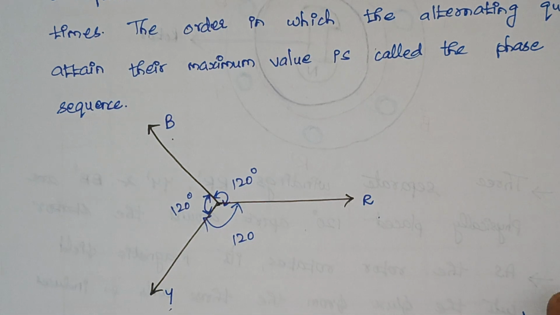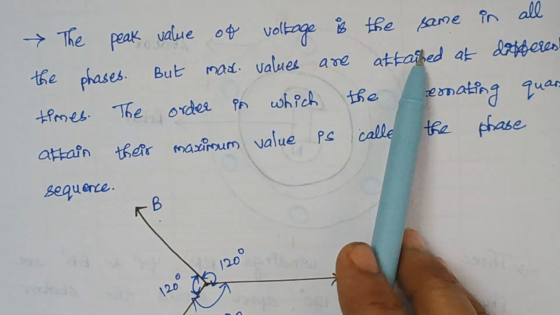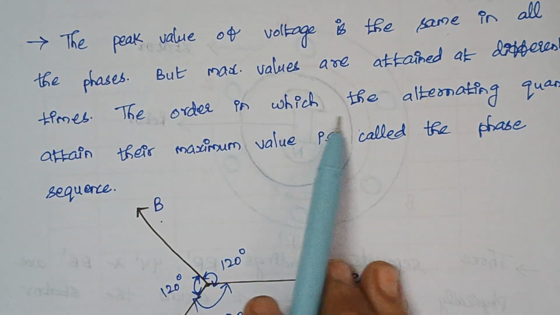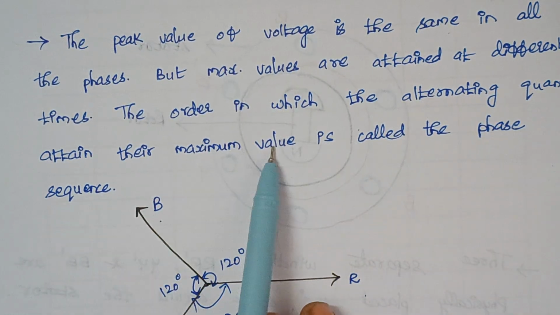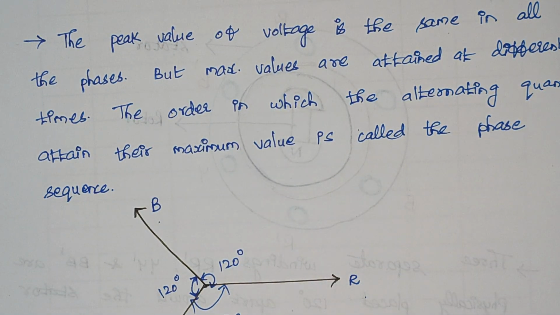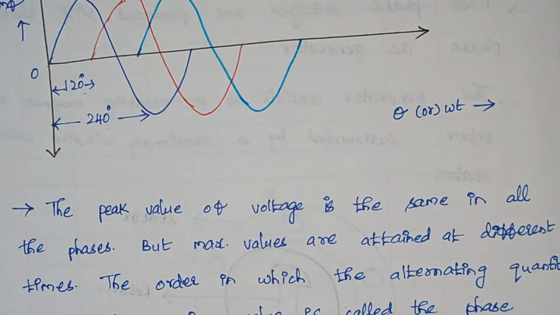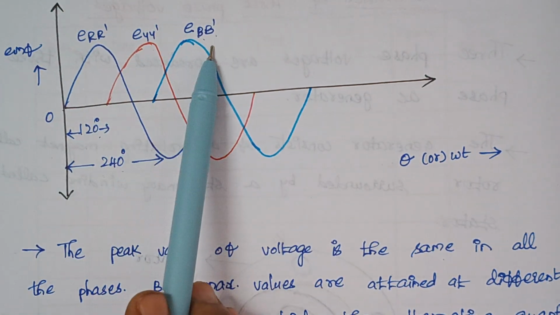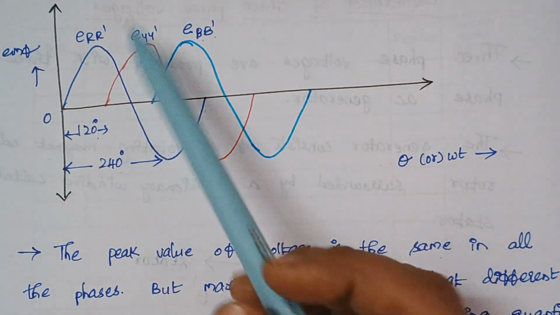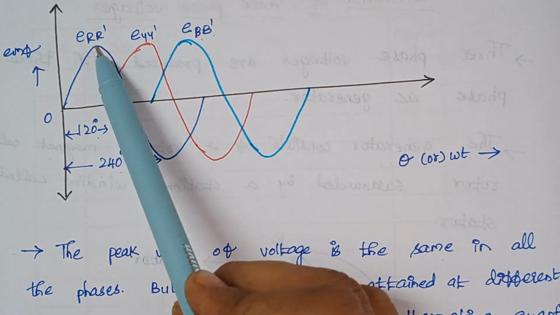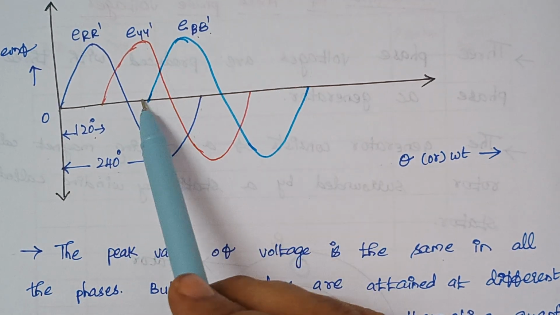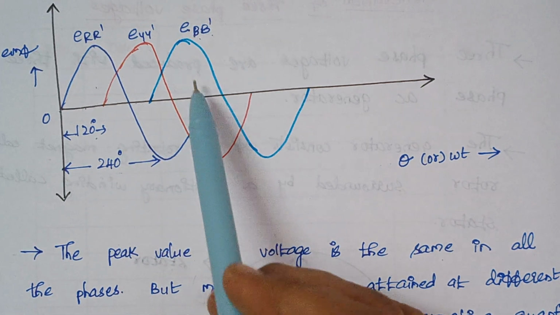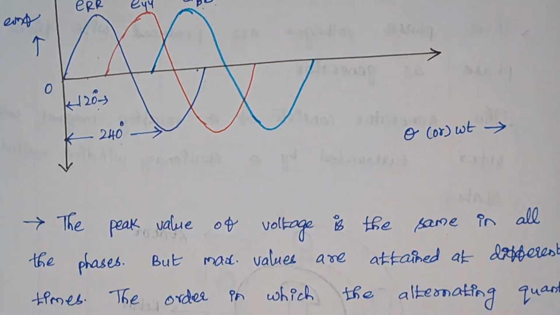Here you see the peak value of voltage is the same, but the maximum values are attained at different times. The order in which the alternating quantities attain their maximum value is called phase sequence, right? All 3 have the same magnitude, but what about the time? R reaches its highest, that is peak value, in a short time, Y takes some more time when compared to R, and B takes comparatively larger time than R.